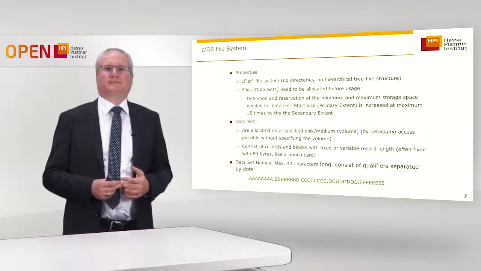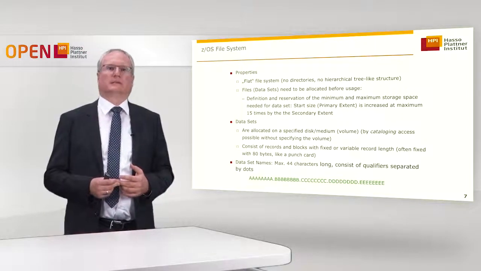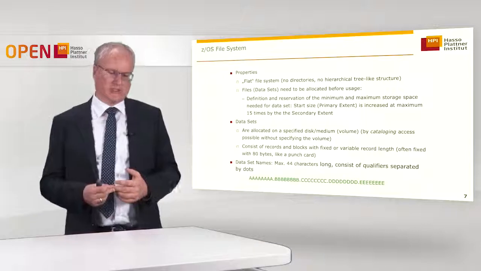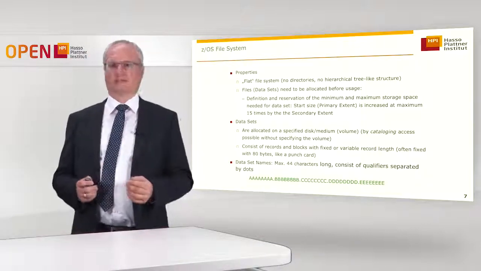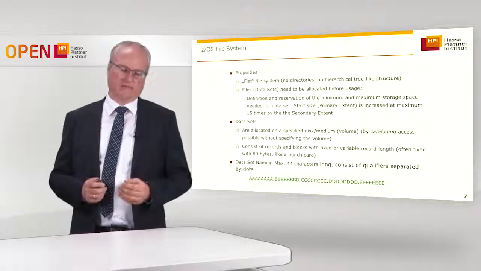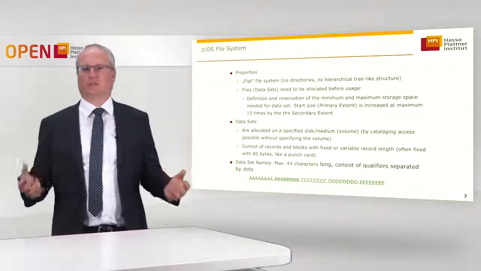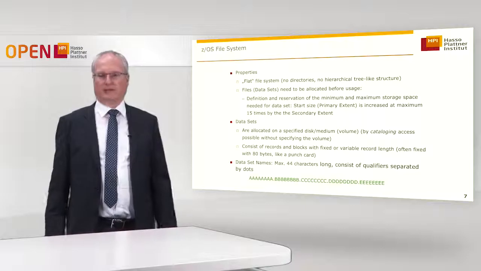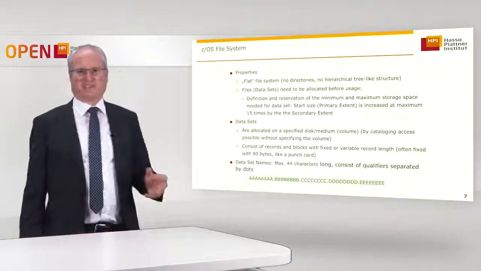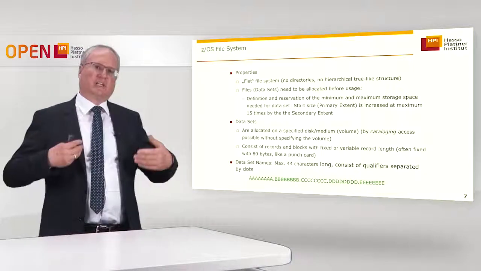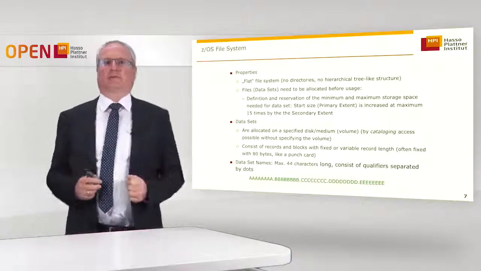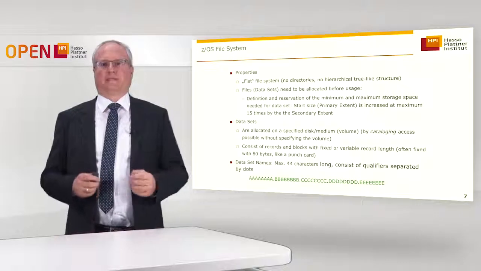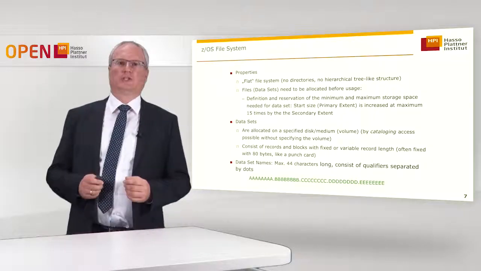This allocation takes place on a disk originally. Today, of course, the I/O system of modern mainframes is completely virtualized. We have storage systems, so we are not really allocating files on physical disks anymore. But logically, this concept is still there. So in principle, a file is allocated on a disk, and this is called a volume in mainframe terminology.